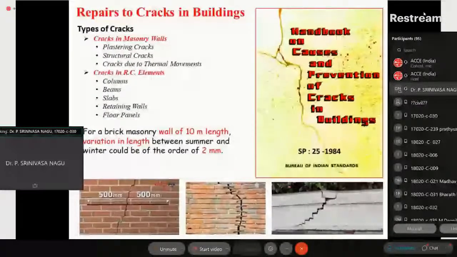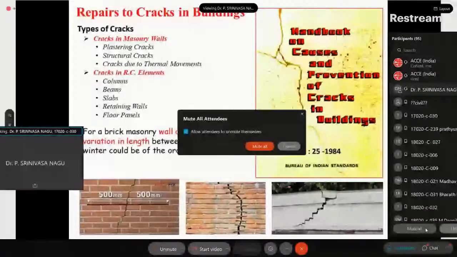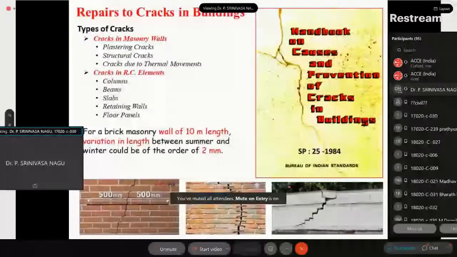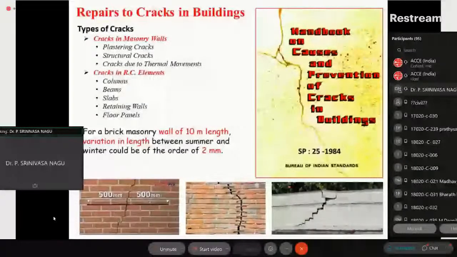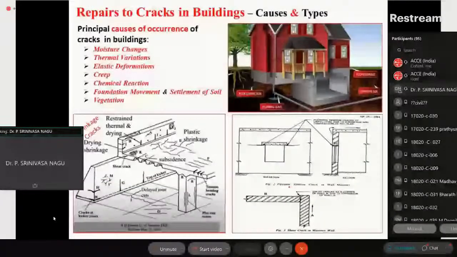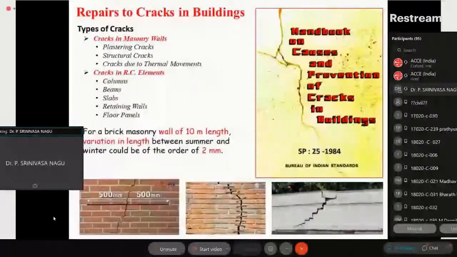And yesterday itself, my friend Mr. Anya Prasad, who is a mighty consultant, a big consultant in Hyderabad, was just telling me how much he enjoyed this code book. Special Publication 25, 1984 by our BIS, Bureau of Indian Standards. It's a handbook on causes and prevention of cracks in buildings. This is exclusively buildings. So the previous sketch is from the same, just the wall movements. So this is one thing, this is available.